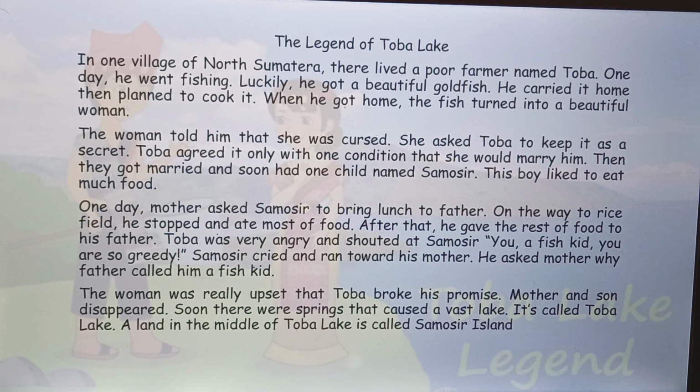Toba was very angry and shouted at Samosir, "You, a fish kid! You are so greedy!" Samosir cried and ran toward his mother. He asked mother why father called him a fish kid. The woman was really upset that Toba broke his promise. Mother and son disappeared. Soon there were springs that caused a lake. It's called Toba Lake. A land in the middle of Toba Lake is called Samosir Island.